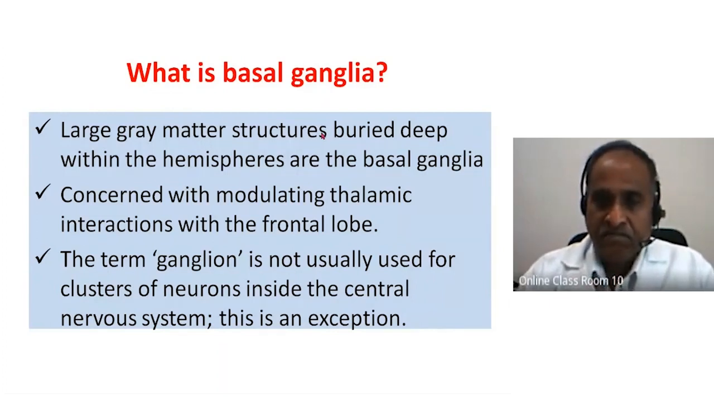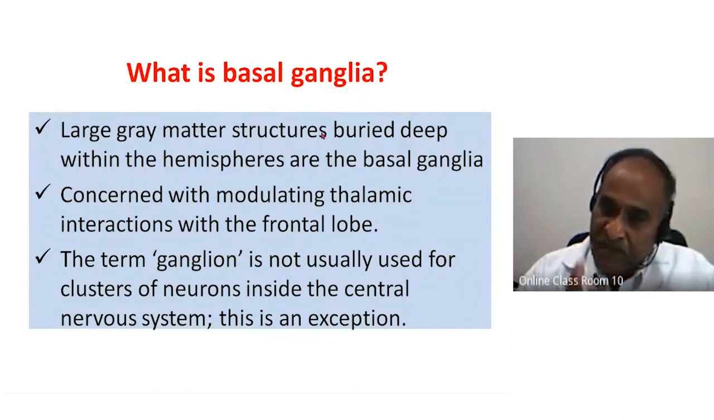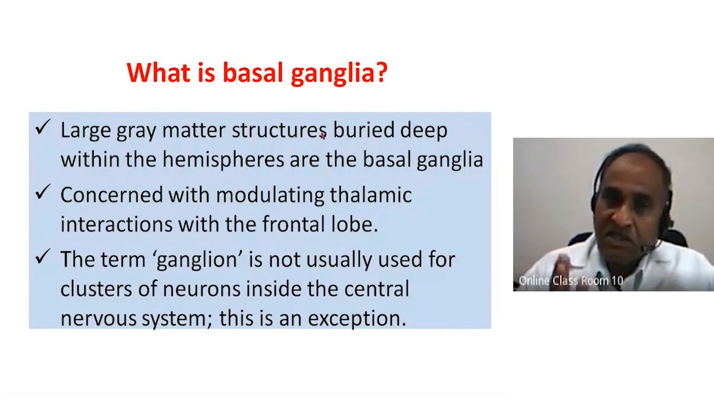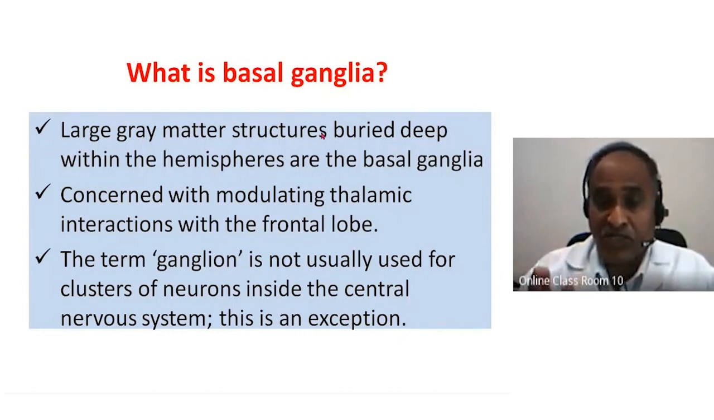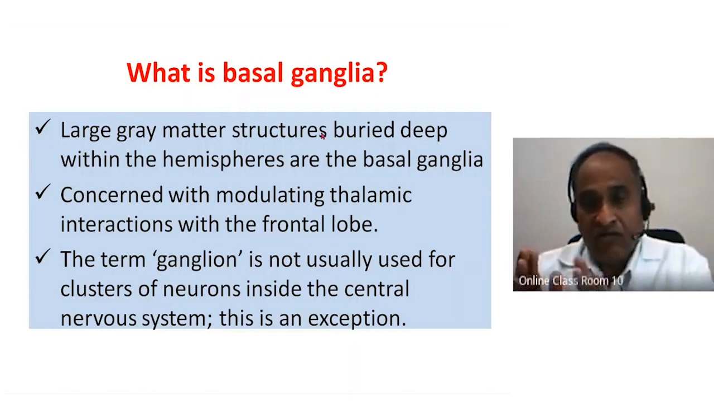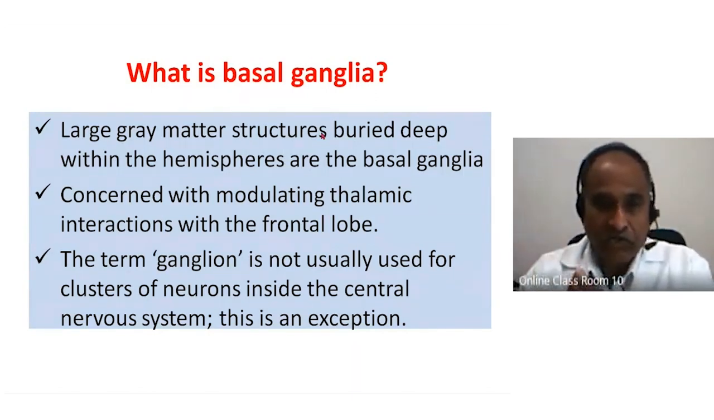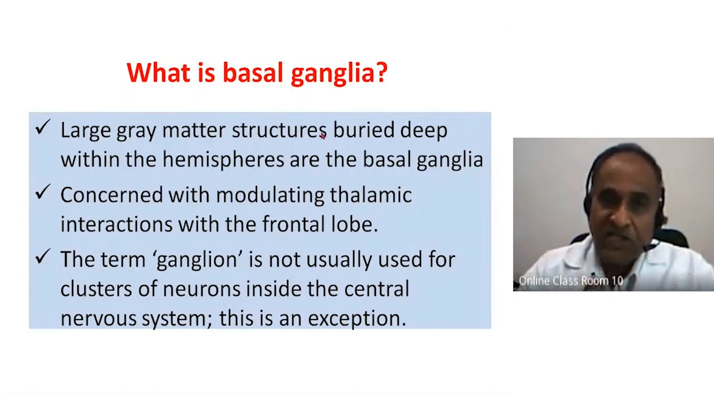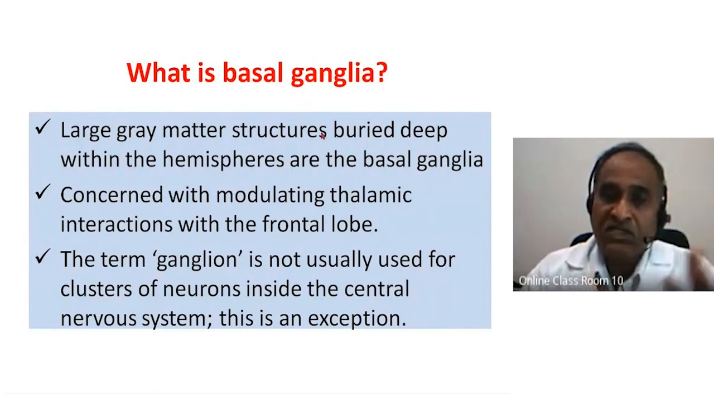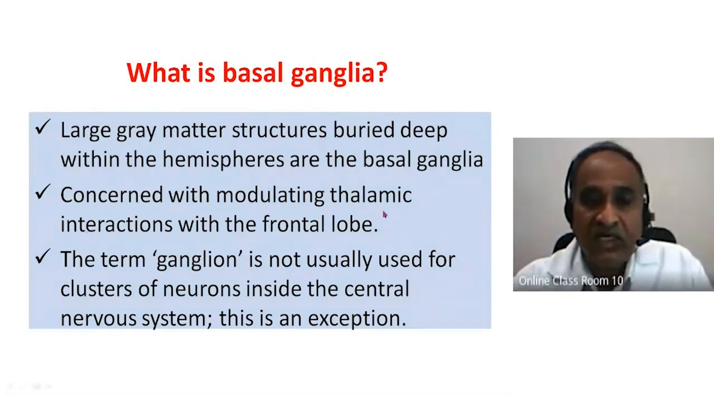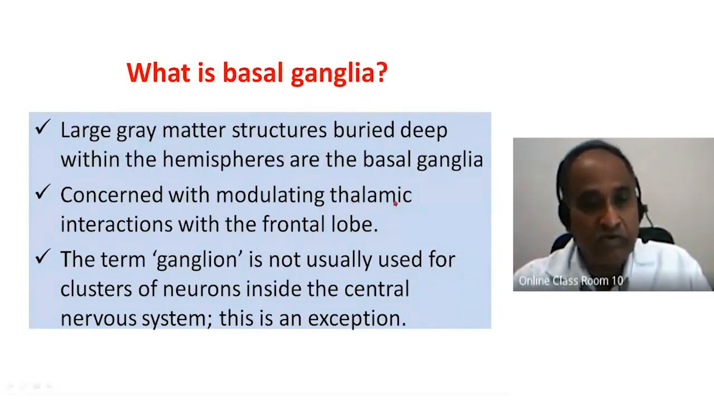They are, in fact, connected in series with the premotor cortex, thalamus, motor cortex, and then the motor neurons. Like that, I am making four things: the premotor cortex, the basal ganglia, thalamus, motor cortex, and the motor neurons. So all these are connected in series. That's one part. These things start from the premotor cortex in the frontal lobe, and they modulate the thalamic outputs.